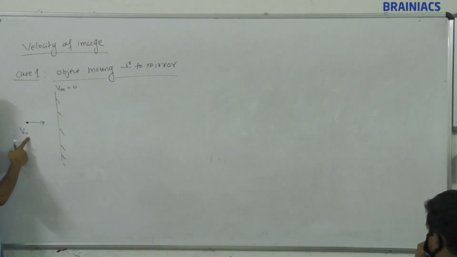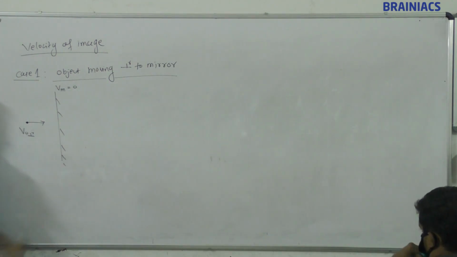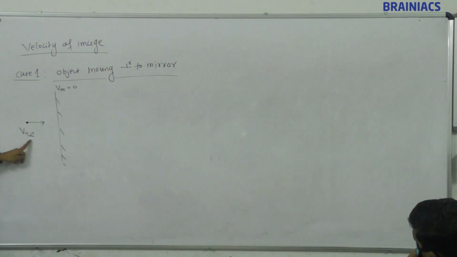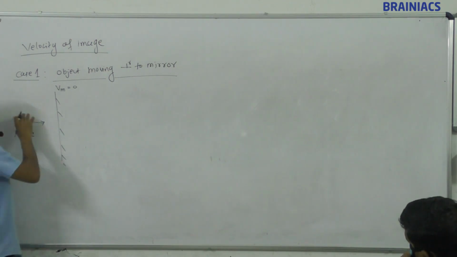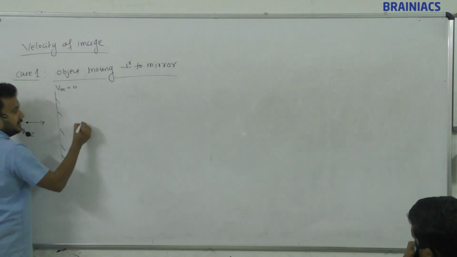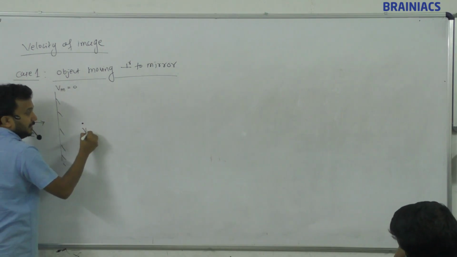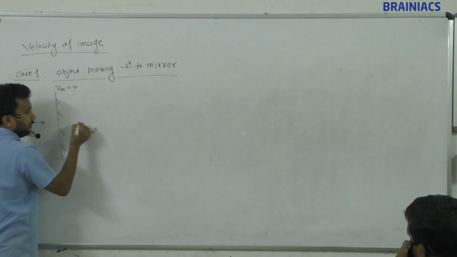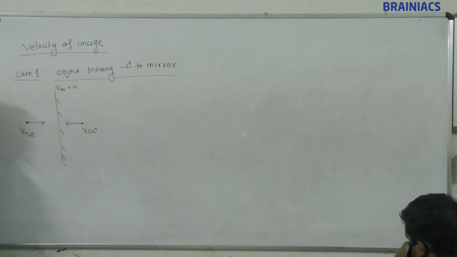How are the velocities moving? Velocities are moving perpendicular. So velocity of object is perpendicular. Then what will happen to the image? The object is moving closer to the mirror, so the image will also move closer. Image is also moving like this, right? So the velocity of image is also perpendicular, moving towards this one.